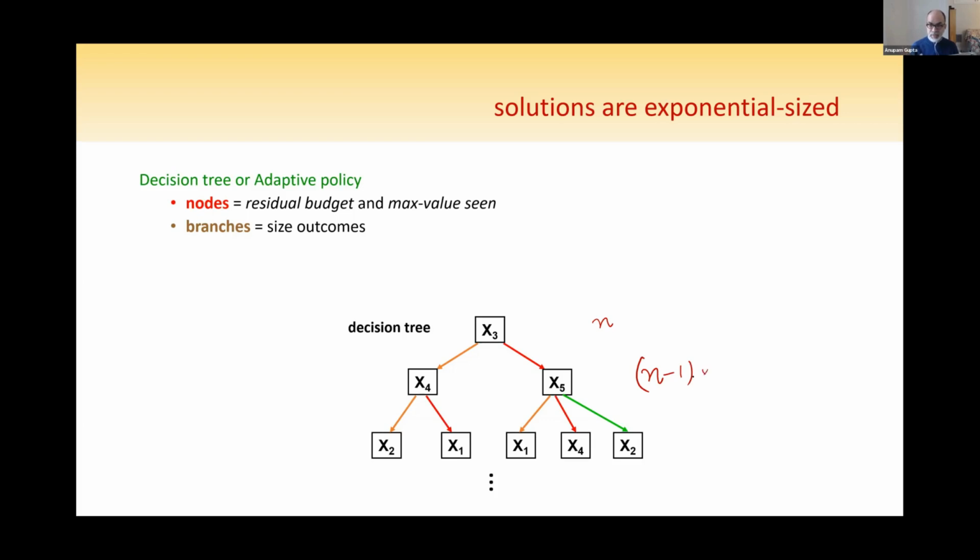Right? So these things, there are many of these guys. They're exponentially sized. So the point is, even writing these things down might take too much time. Okay, good. But this is the gold standard. This is what we want to compare against. This is opt.